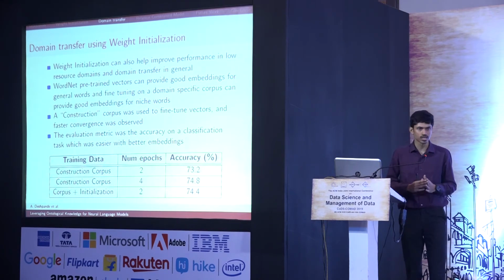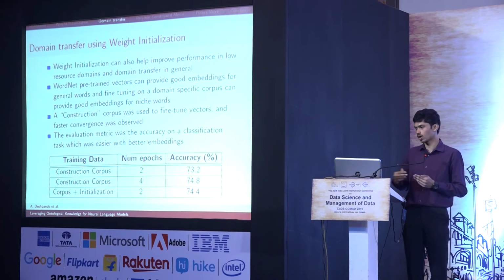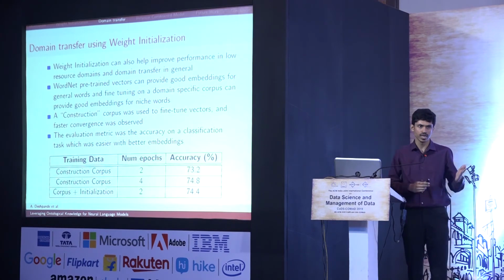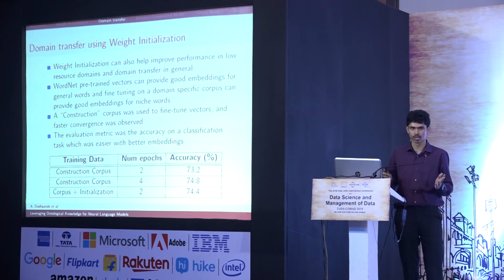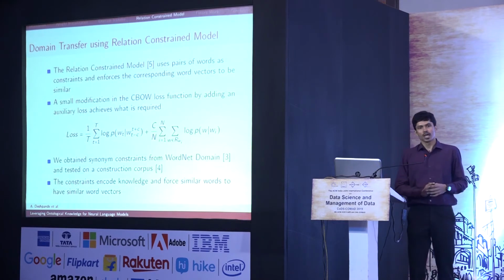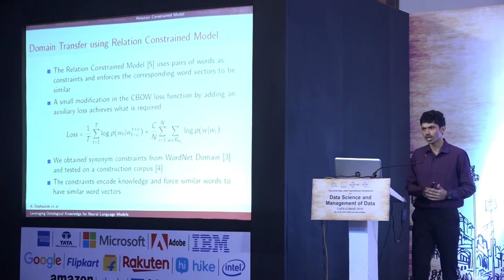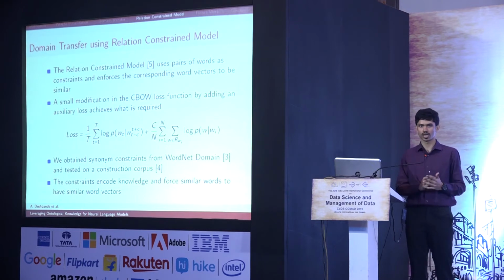And as you can see, in the same number of epochs, it's giving around 1.2% accuracy improvement, and in around half the number of epochs, it gives statistically similar performance. Motivated by how the most naive way of using an ontology gave better performance, we moved on to something called a relation constraint model.